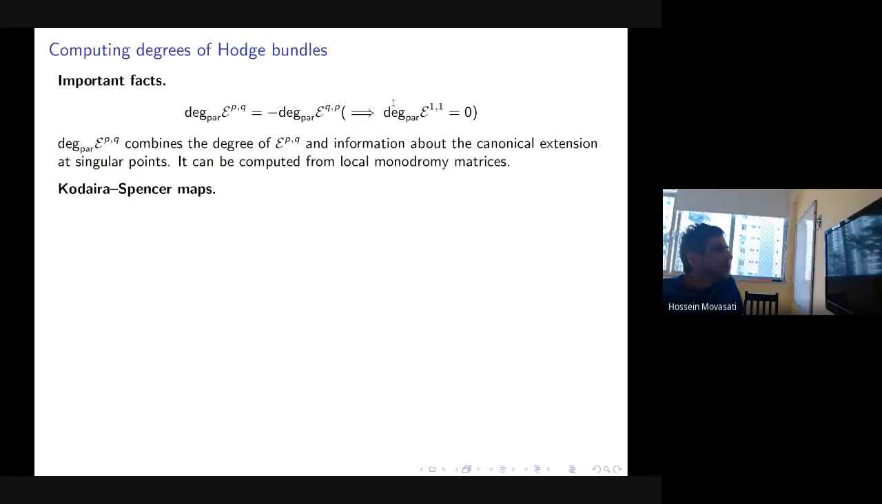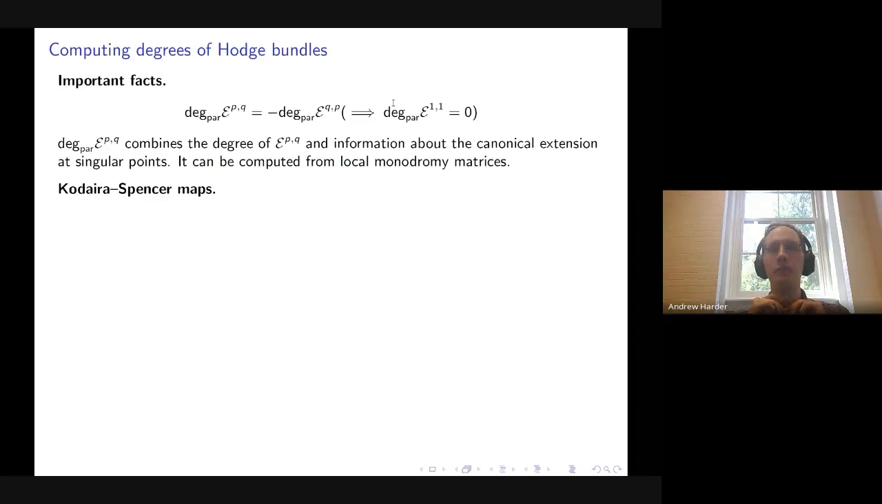Is this extension that you took Deligne's extension? Because there are many extensions to singular fibers. Yeah, it's Deligne's extension, yeah.